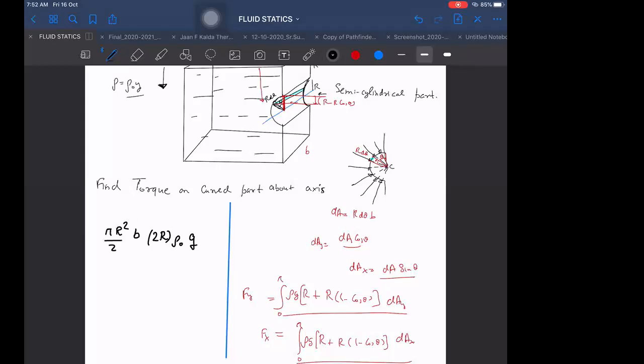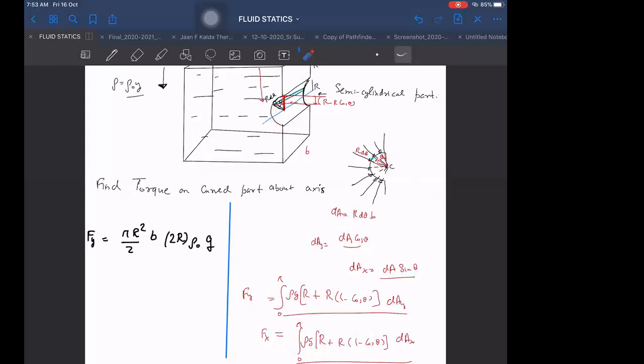Sir, will Fy be negative? It can be negative. For our question, we are assuming the force on our element to be in the downward direction. So we are expecting the net answer to be downward. If it comes out negative, it means it is actually upward direction. And yes, it is true.